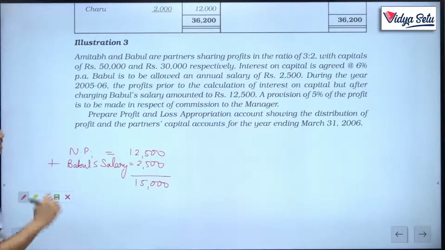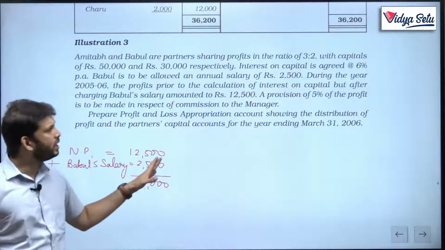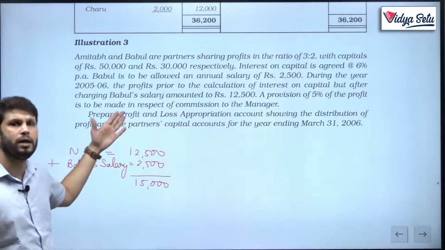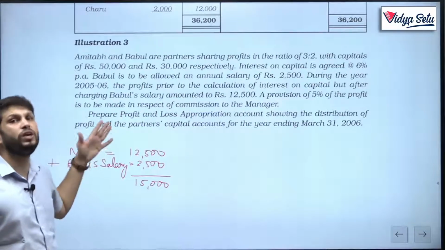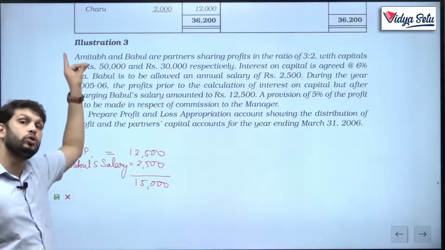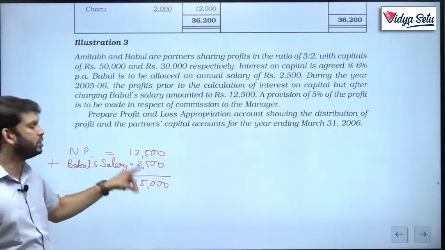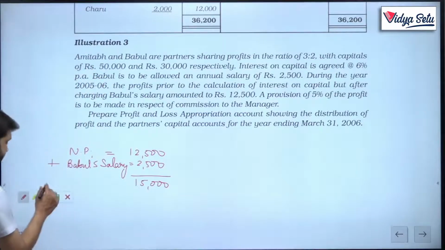Now still we cannot use this net profit. Why? Because there was an expense, a provision of 5%, which had to be made, and this provision we did not make. This provision will go to the net profit P&L account. So we'll subtract this provision from here.